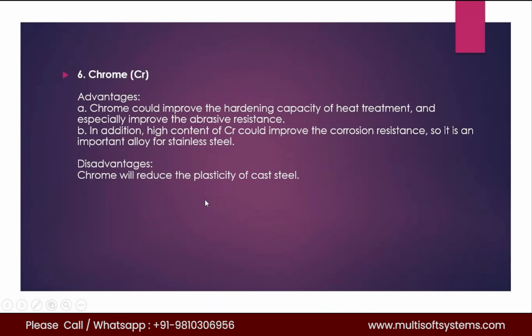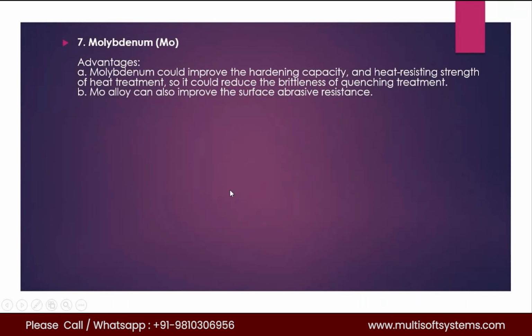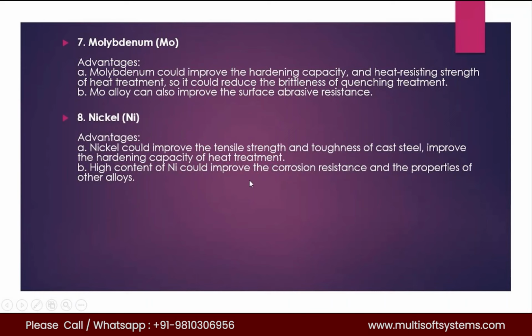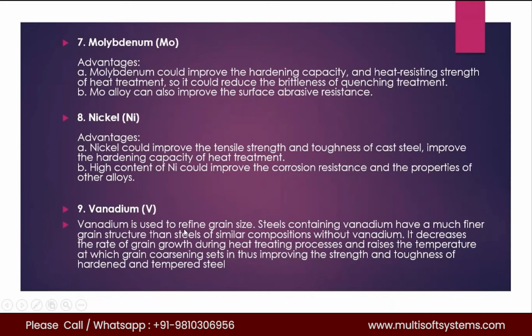Chrome improves the hardening capacity during the heat treatment process. This also has some disadvantage: it will affect the plastic properties. Likewise, Mo improves the hardening capacity. And nickel improves the tensile strength and toughness of the cast steel. Vanadium is used to refine the grain size. So that is the reason for all these things: we make a combination with carbon to get a new product.